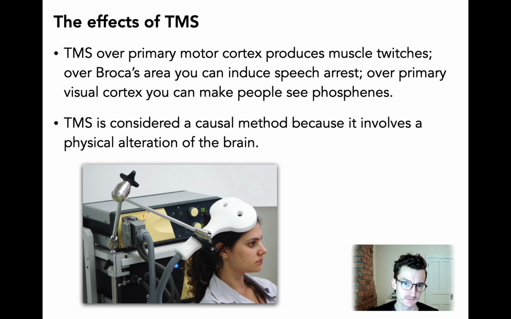known as phosphenes. And again, what's nice about this method is it's kind of like we're studying patients who have had brain damage, but the brain damage is temporary. And because we're physically doing something to the brain, it's a causal method. We are altering brain function and we're seeing a change in behavior. And so we can conclude with certainty that the brain area we're stimulating is involved in that behavior in some way.